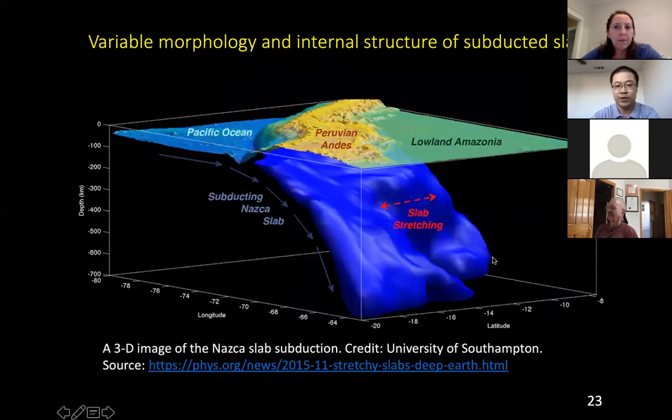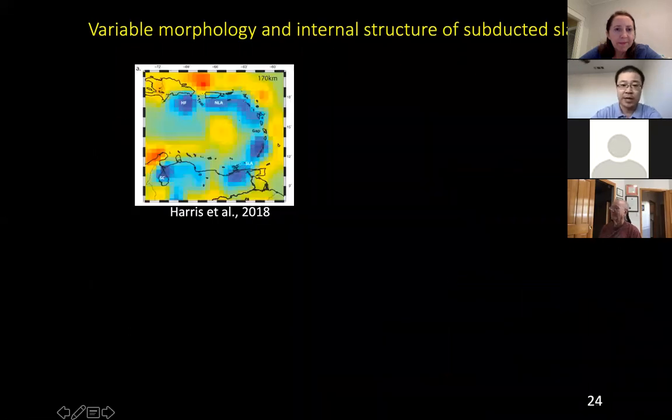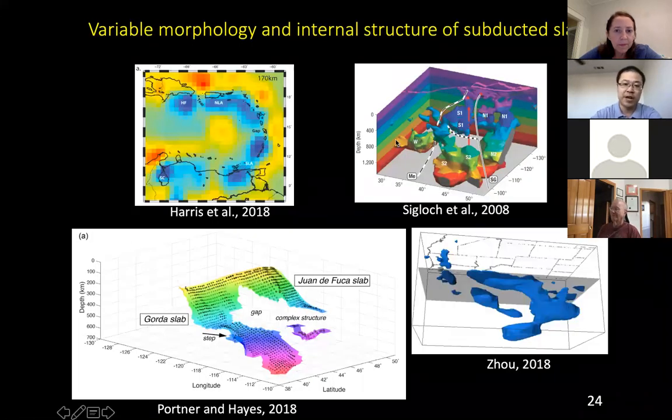The blue color outlines the high seismic velocity structures, representing the subducted slabs beneath the Americas. Like this, you can see that very often the thickness of the slab varies from place to place, and very often there are holes or gaps between the slabs, right? Next I'm going to show you lots of other studies, like by Harris et al. 2018, who found gaps between subducted slabs.